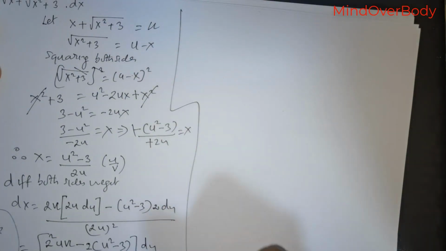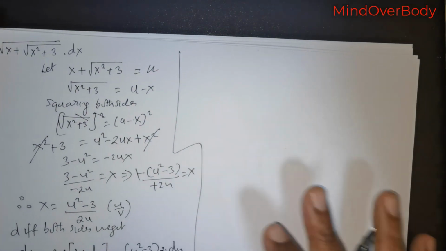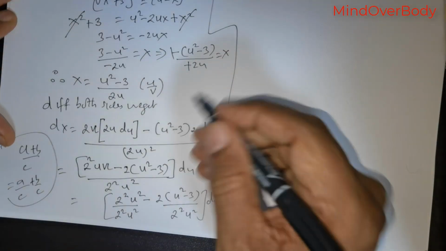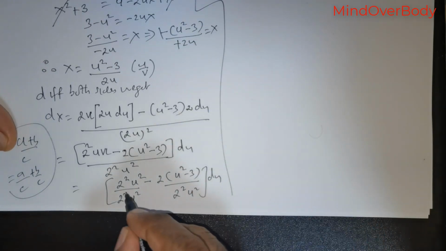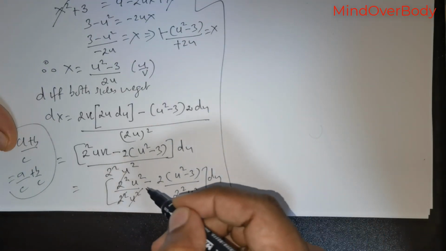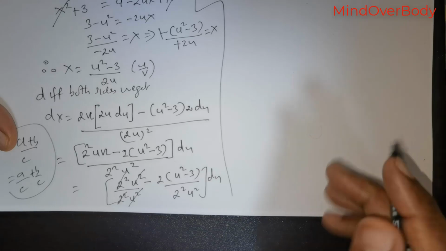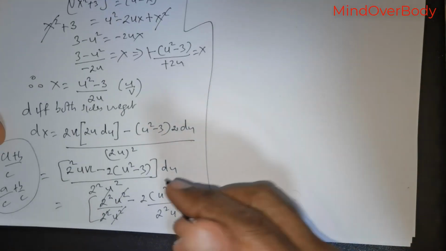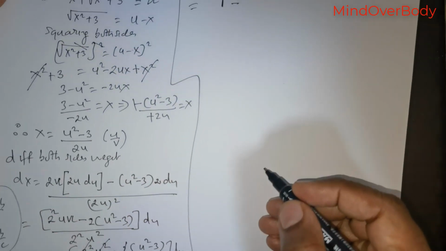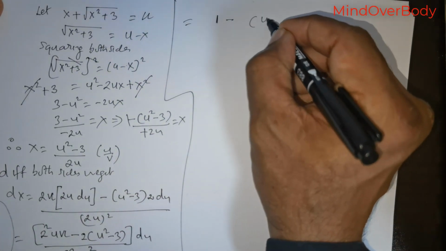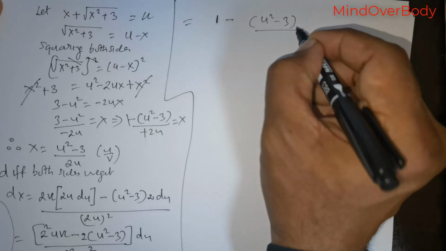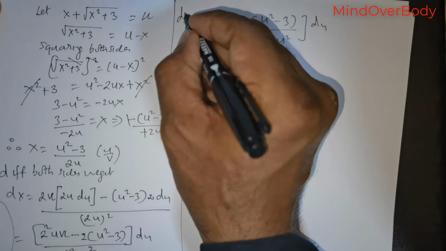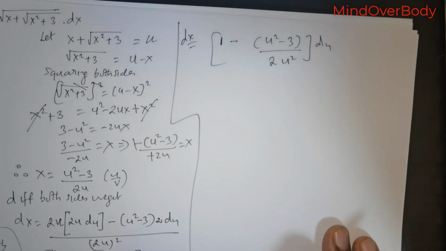Now clearly you can see that the 2 squared and the u squared can get cancelled, giving you 1 minus. Over here a 2 and a 2 get cancelled, so it's going to be 1 minus u squared minus 3 divided by 2 times u squared times du. Now this is going to be my dx, so this is what I've got.